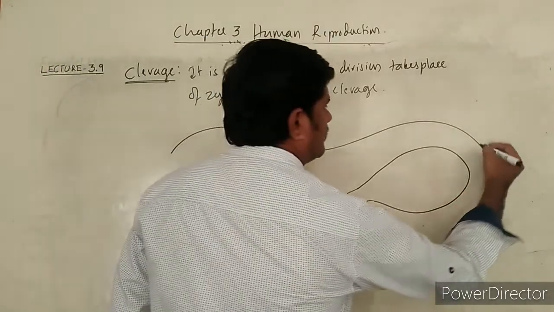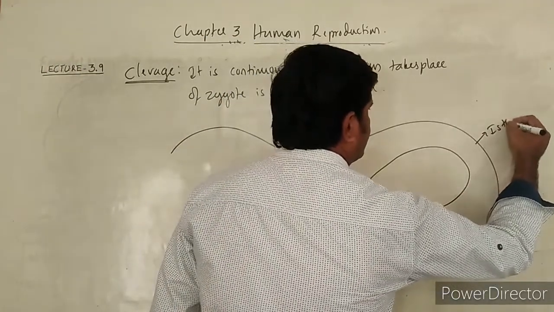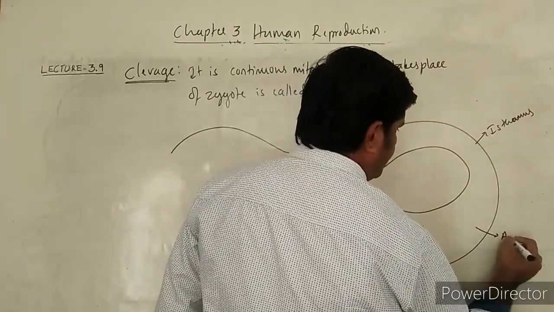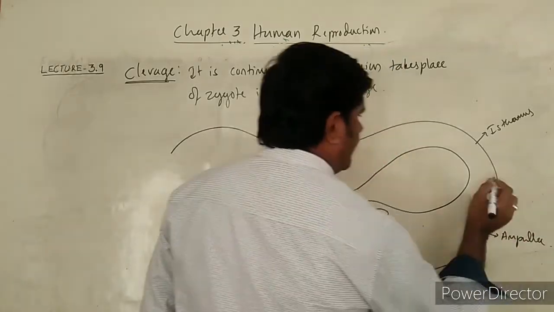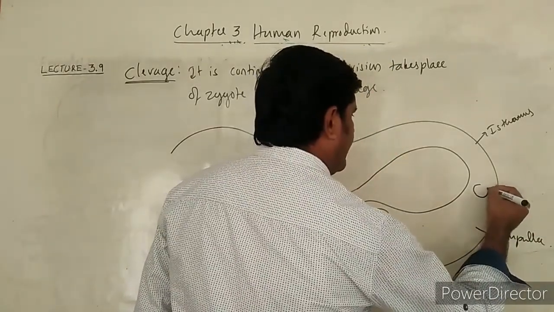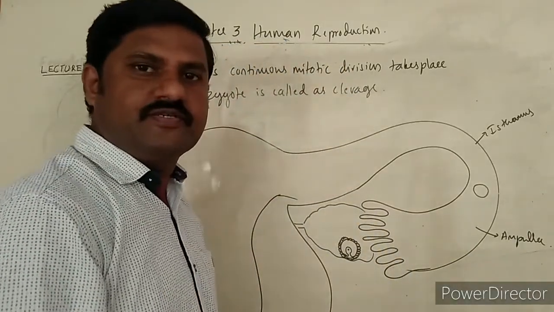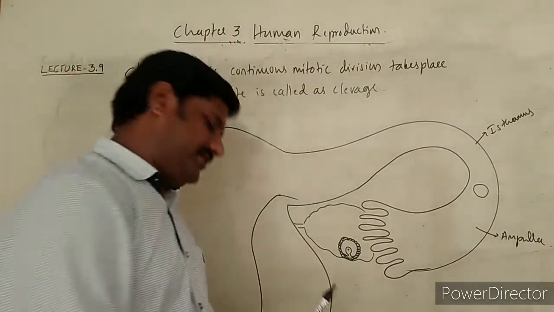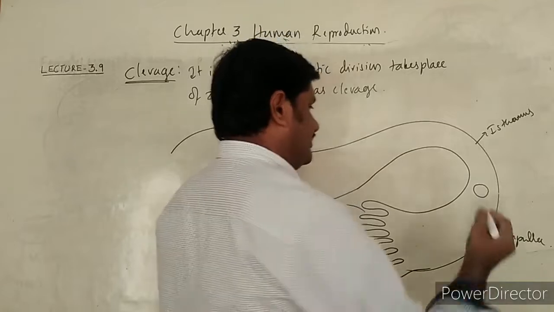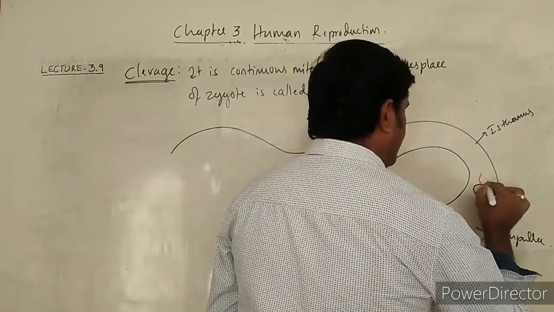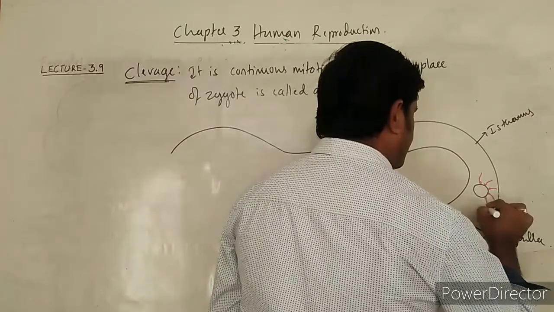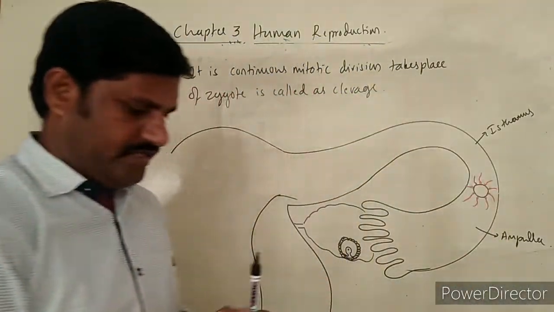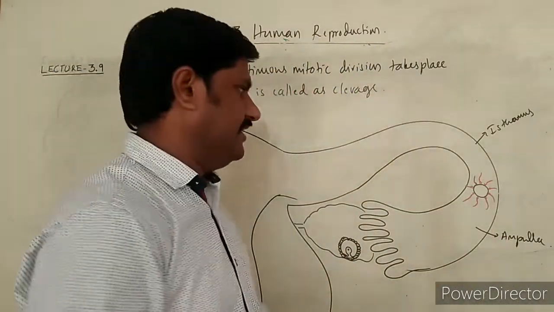Here comes the isthmus, and this is the ampulla. At the junction between these two, the secondary oocyte is present, and it is surrounded by a plenty number of sperms. Yesterday we had gone through the fertilization process, and monospermy means only one sperm can fertilize this egg cell.